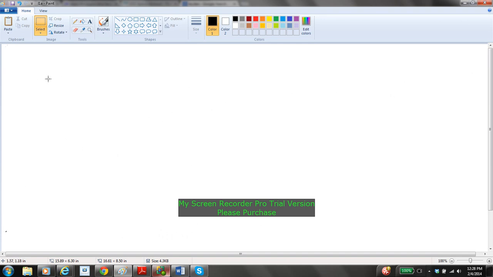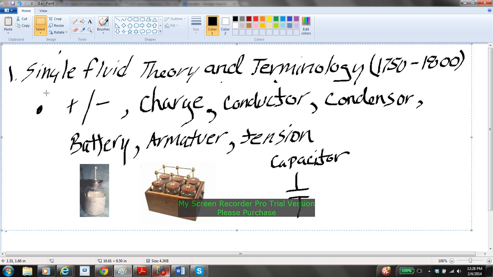So, we begin with the first developmental phase, which is the period of time from the latter half of the 1700s. And it's a single fluid theory, as mentioned before, and a lot of terminology came up during this time too. And much of it is coined by or applied by Ben Franklin.